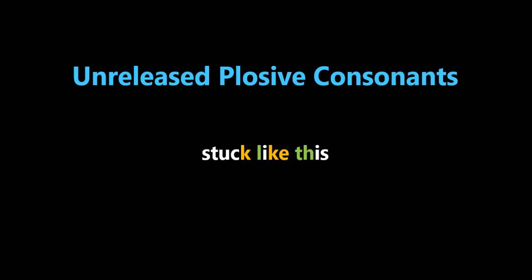Another example is stuck like this. The plosive consonant K is right before the consonant L, so it can be unreleased. You need to stop the K sound and move to the L sound right away, stuck like. Don't say stucka like. And the K sound is right before the consonant TH. It can also be unreleased, like this. Don't say lika this. Please repeat after me. Stuck like this.